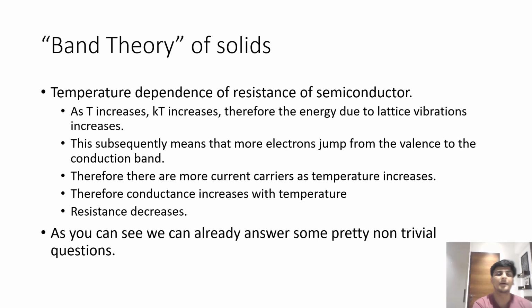So the temperature dependence of resistance of a semiconductor: as T increases, kT increases. Therefore, the energy due to lattice vibrations increases. This subsequently means that more electrons jump from the valence band to the conduction band. Therefore, there are more current carriers as temperature increases, and therefore conductance increases with temperature and resistance decreases with increase in temperature. And as you can see, you can already answer some pretty non-trivial questions.